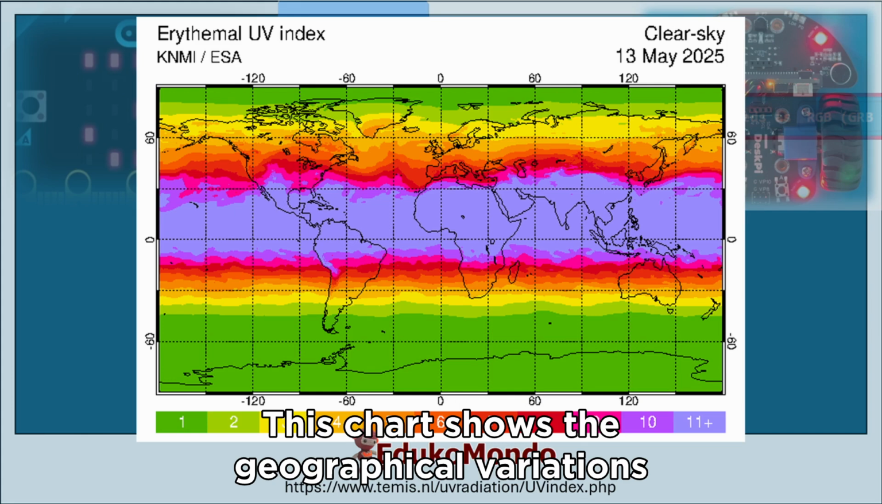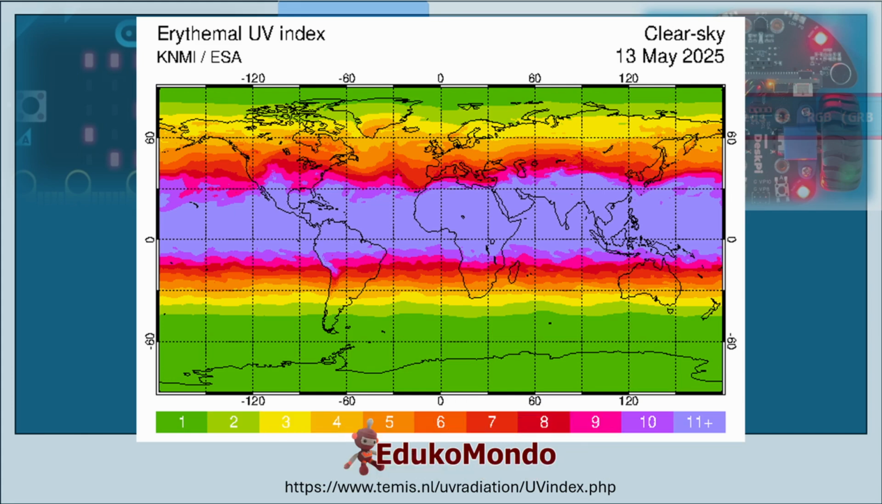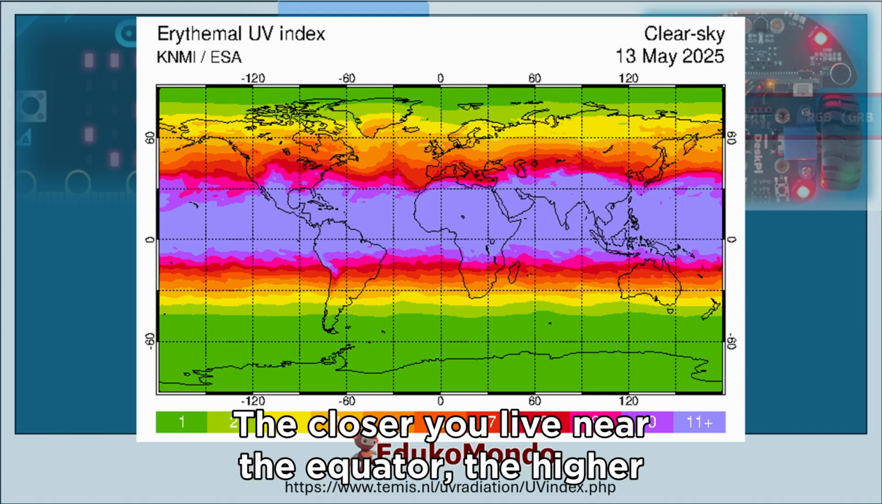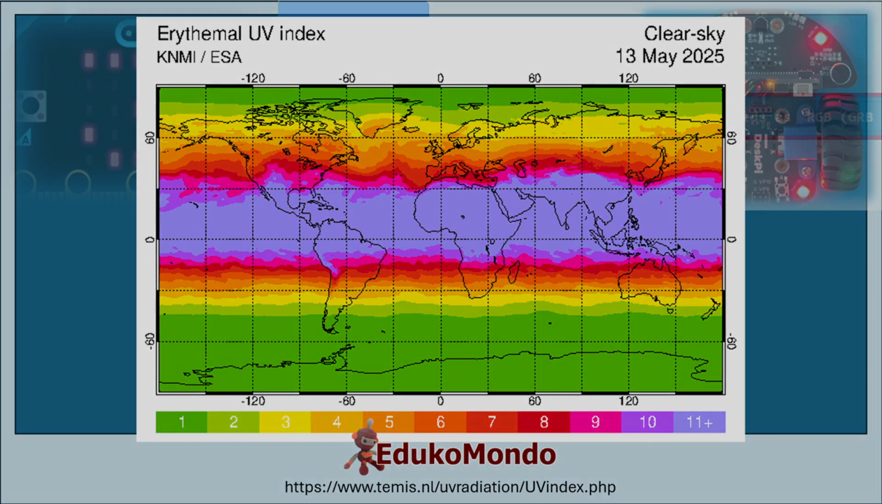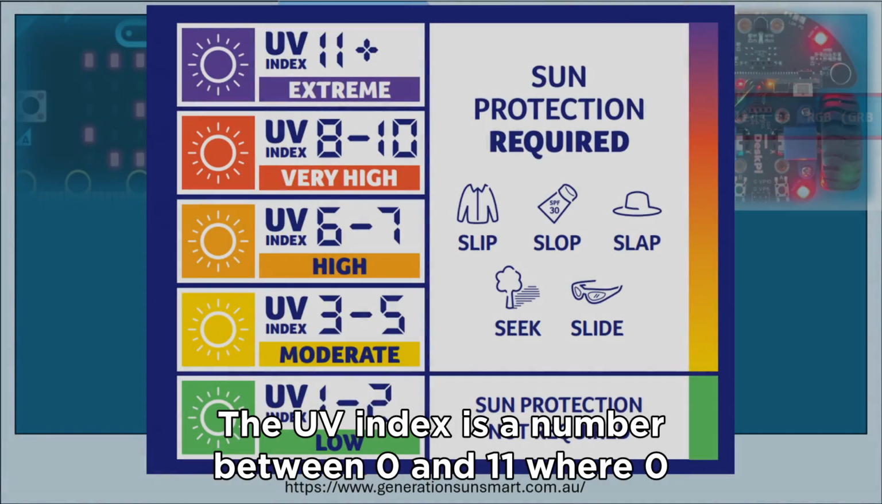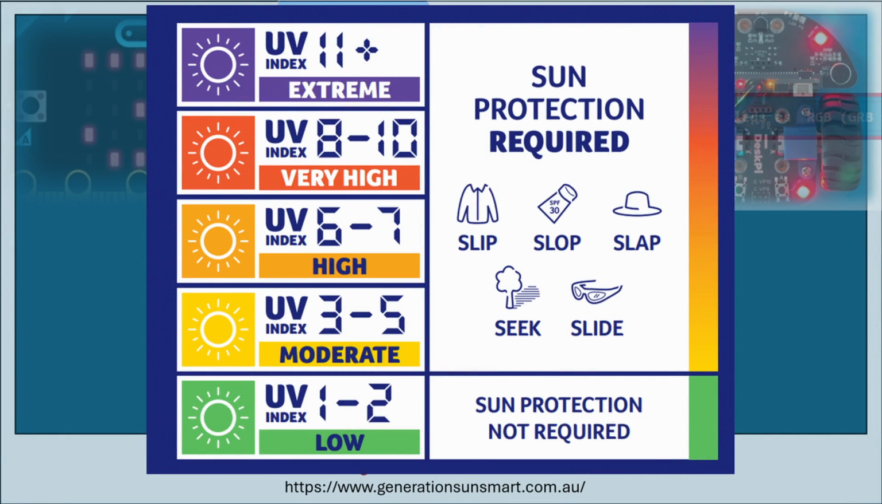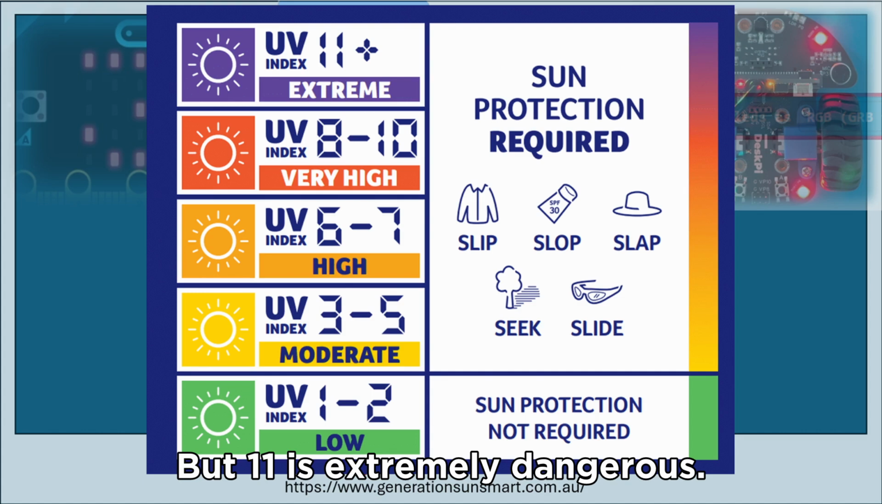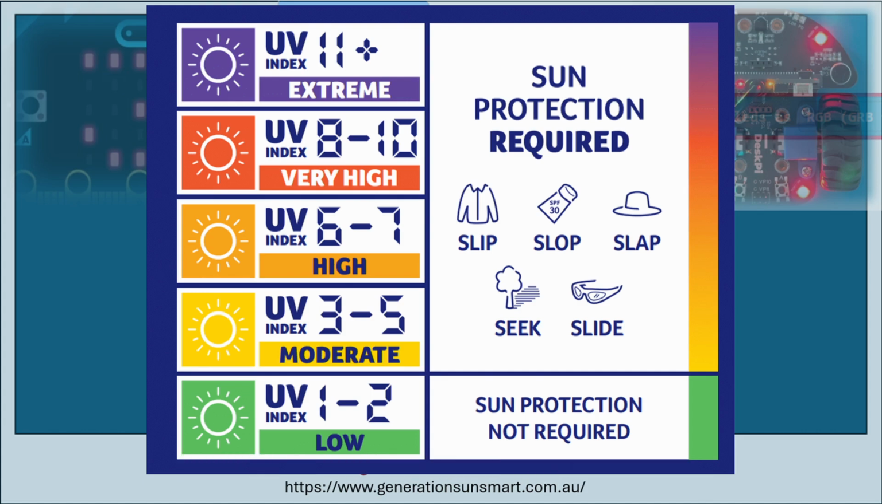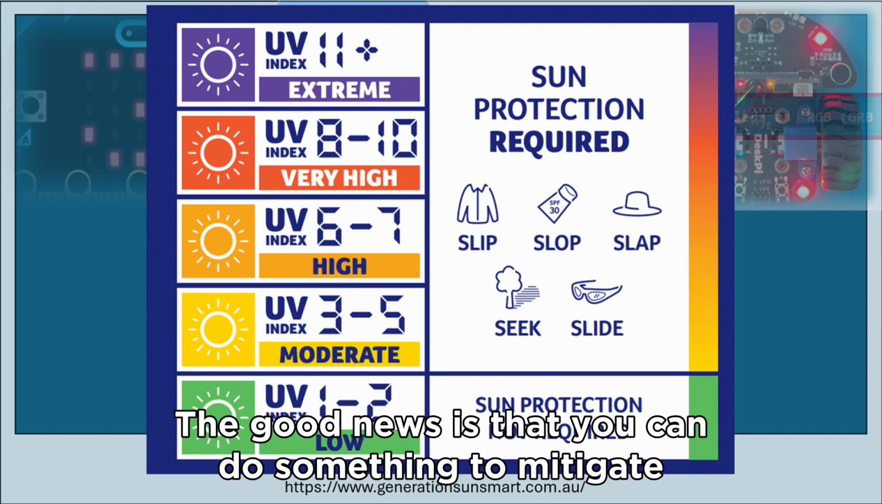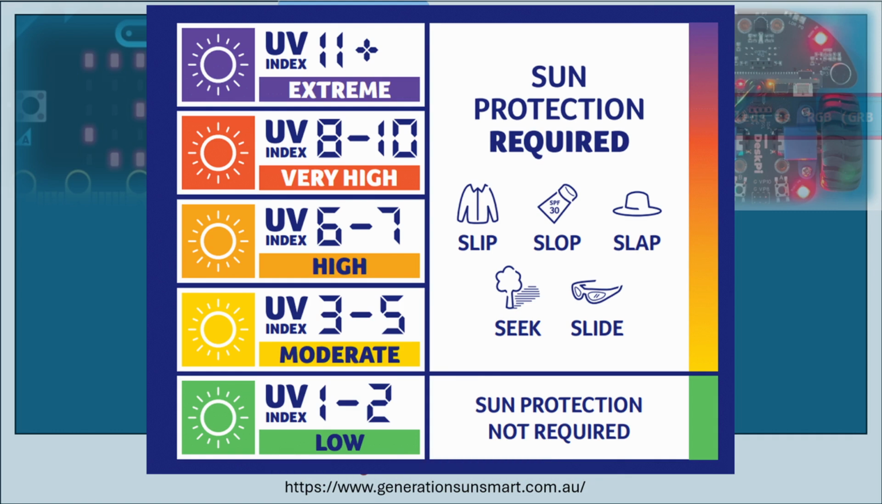This chart shows the geographical variations in UV intensity. The closer you live near the equator, the higher the UV index. The UV index is a number between 0 and 11, where 0 is no danger, but 11 is extremely dangerous. The good news is that you can do something to mitigate the harmful effects.